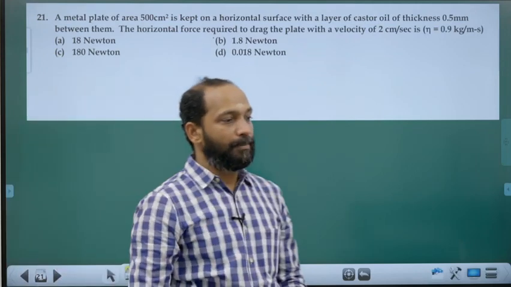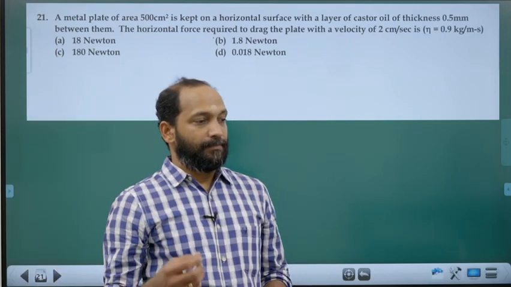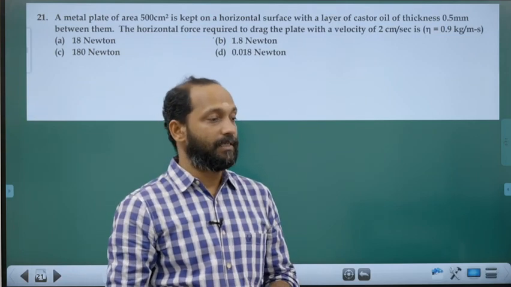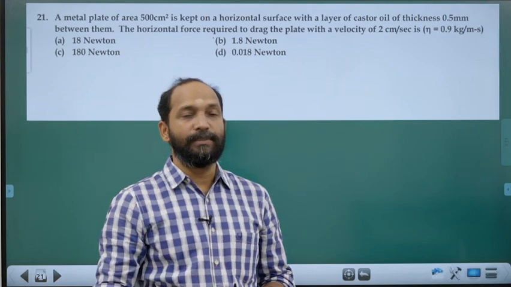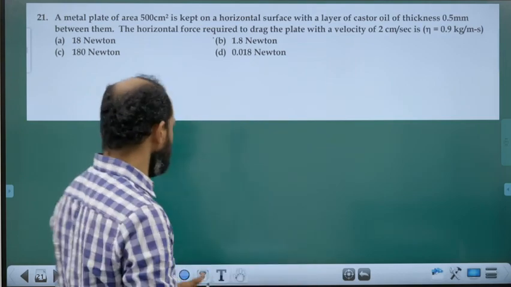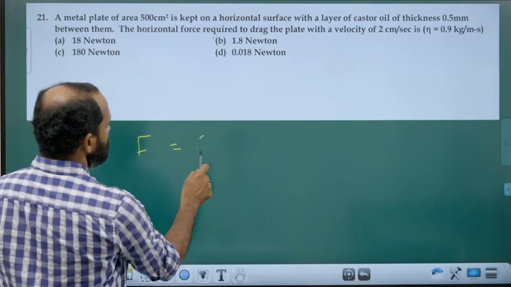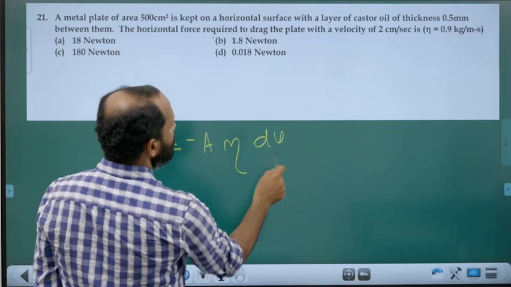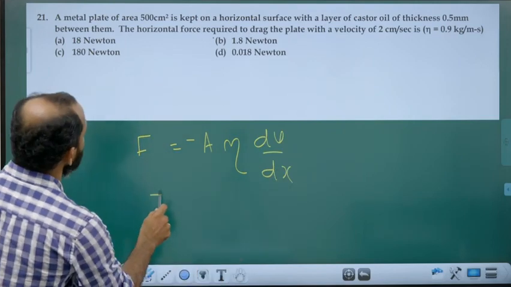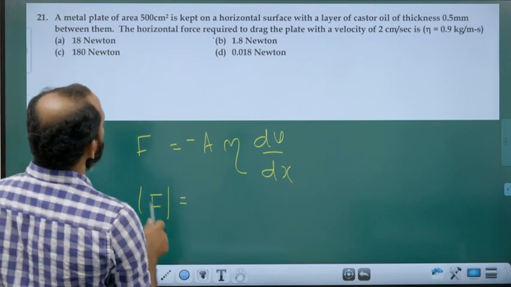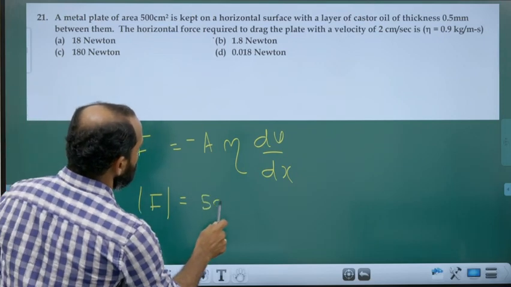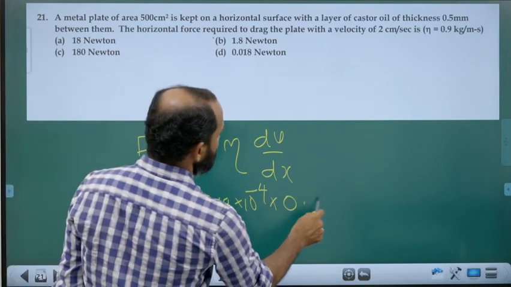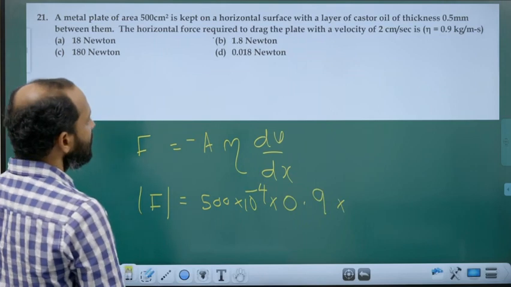Question 21. A metal plate of given area is kept on a horizontal surface with a layer of castor oil of given thickness. What horizontal force is required to move it with a constant velocity? Here Newton's formula on viscosity, F is equal to minus A eta dv by dx. I'm taking the numerical value only. Area of contact is 500 multiplied by 10 power minus 4, eta, the viscous coefficient given in SI, is 0.9. The velocity gradient is dv by dx.